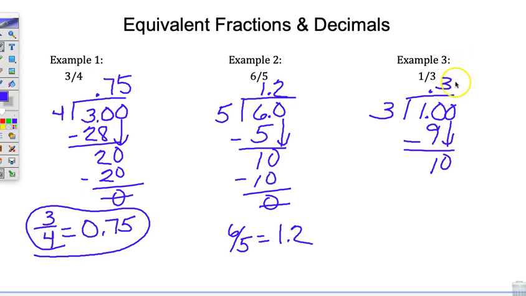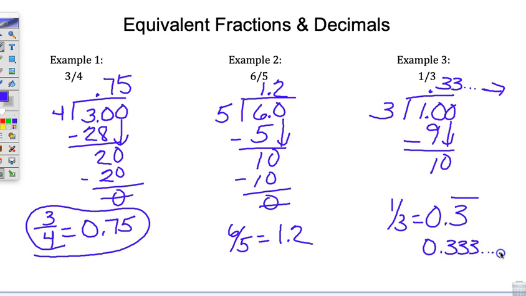So that means this 3 is going to constantly repeat. To show that, I can either add that additional 3 and then add 3 dots to show that it's going to keep repeating forever, or I can simply say that 1/3 is equivalent to 0.3 with a line over it. This line is a way of telling the reader that it's going to repeat forever. Or you can also do the little 3 and just show that that's going to keep going forever with your 3 dots.